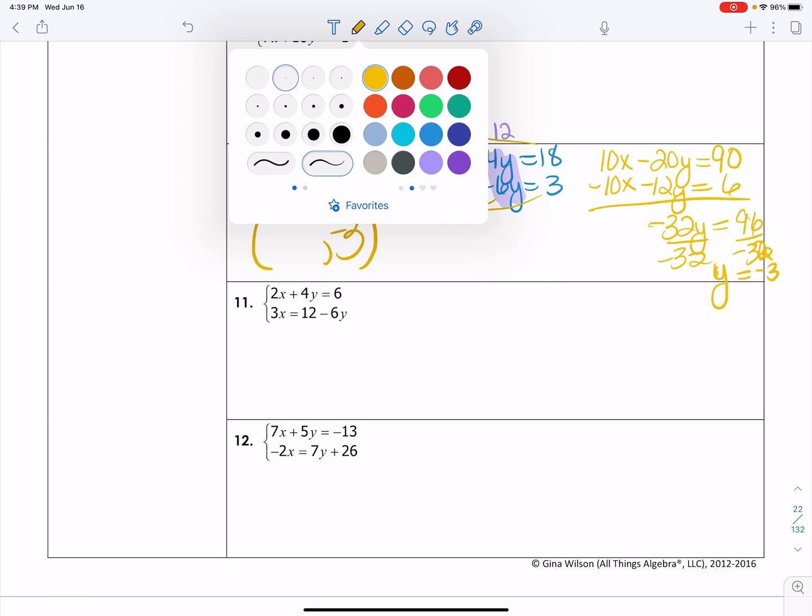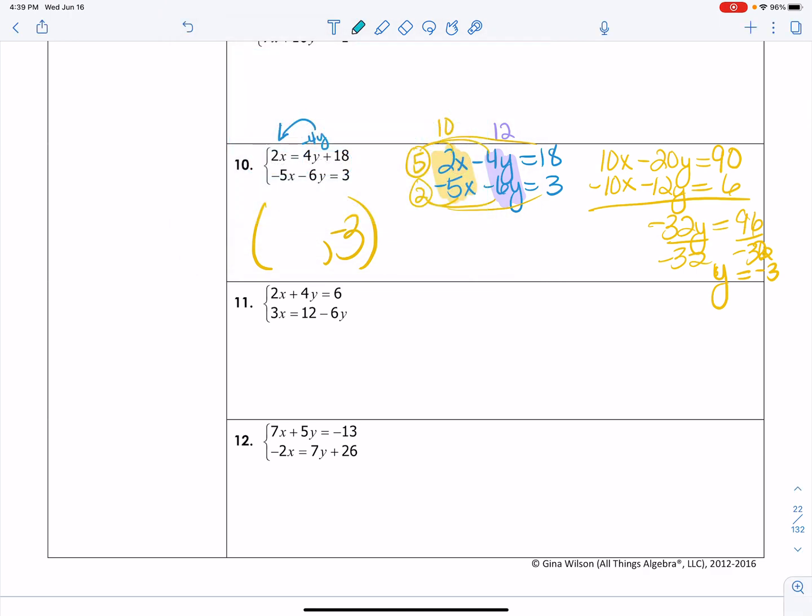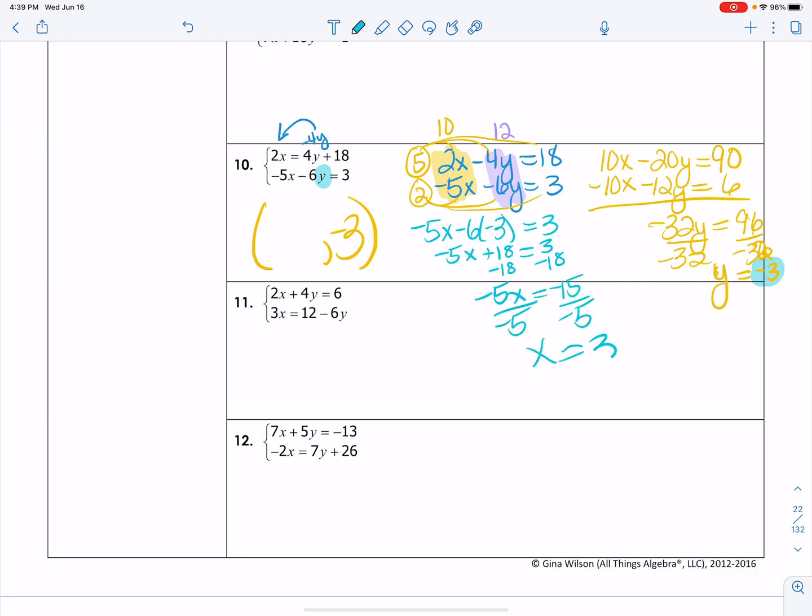All right, so if my answer for y is a negative 3, I'm going to take that negative 3 and put it back in anywhere for y. So I just marked it right there. Negative 5x minus 6 times a negative 3 equals 3. Well, negative 6 times a negative 3 is a positive 18. So I'm going to minus 18 and minus 18, and I get a negative 5x equals a negative 15. Divide by a negative 5, and x equals 3.